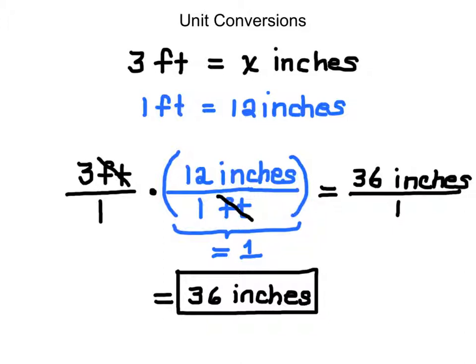And when we set up our unit conversion factor, again, remember, the unit in the denominator must be the unit that we're starting with, that we want to get rid of because it's going to cancel out. And the unit in the numerator should be the unit we want to end up with. That's our unit conversion factor.